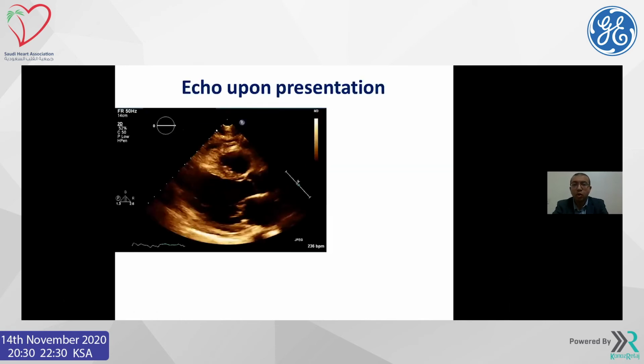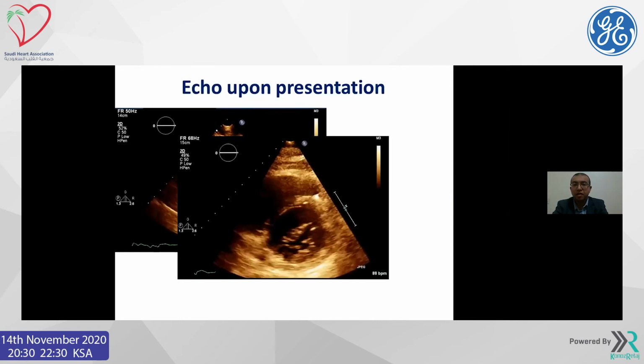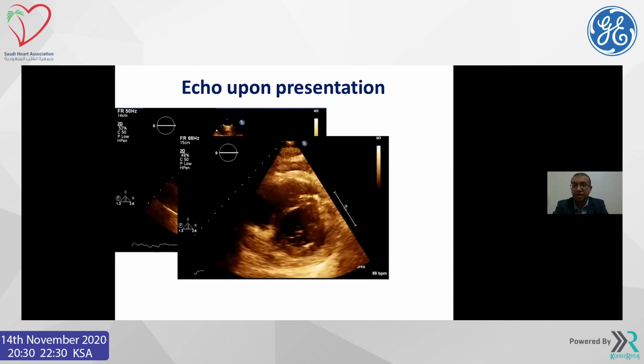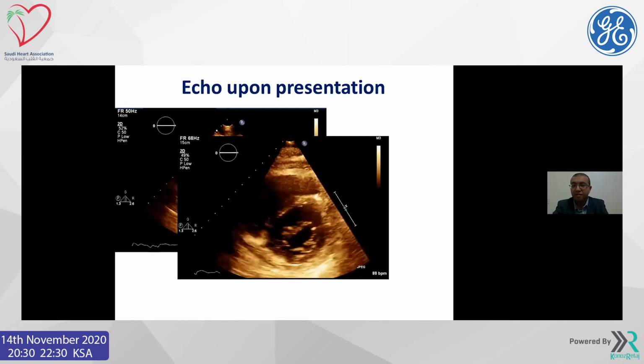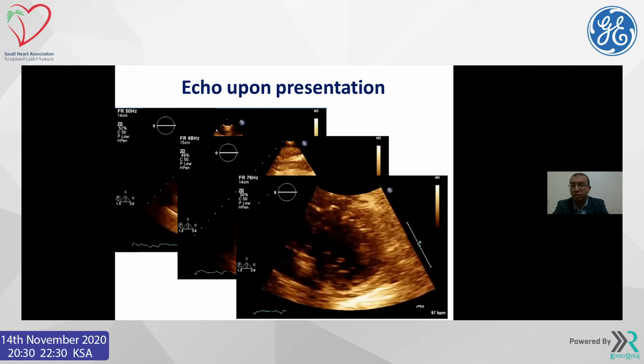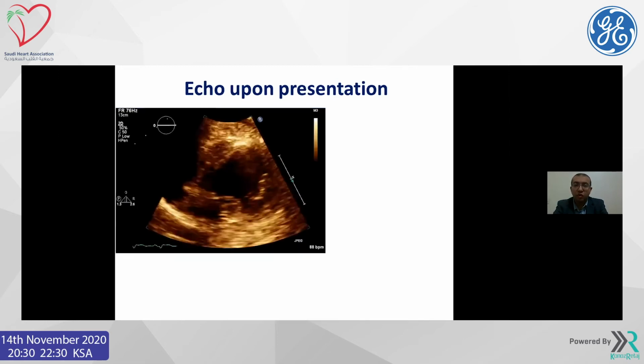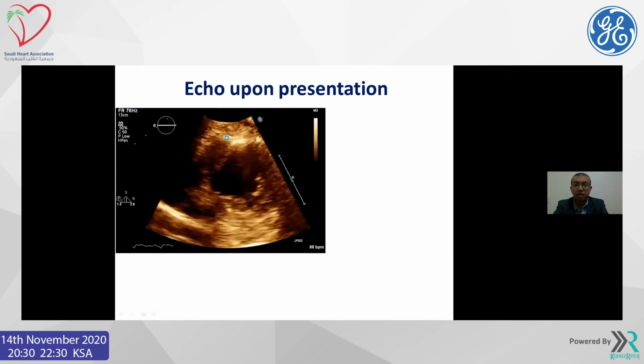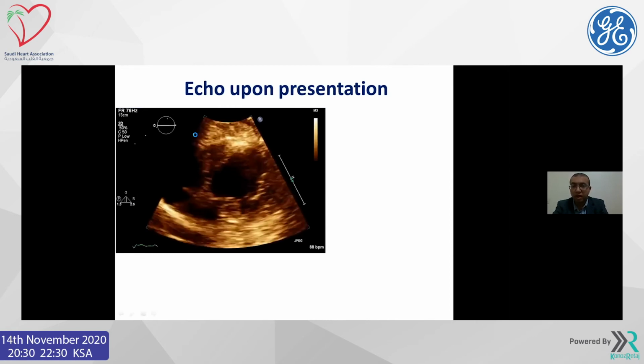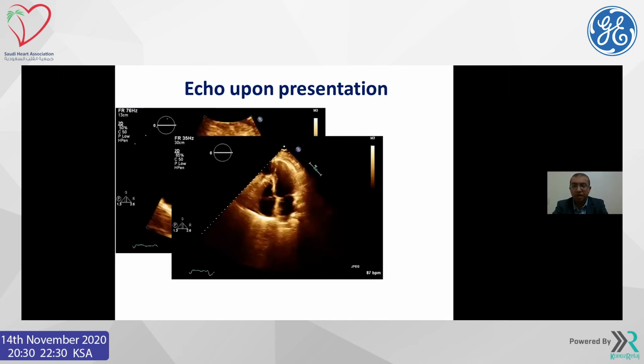This is his echo upon presentation. It's the parasternal long axis, and this is the short axis. We can see that the basal segments and the mid segments are contracting well. We can see here some bright echogenic anterior wall with some dyskinesia. And this is his apical four chamber.